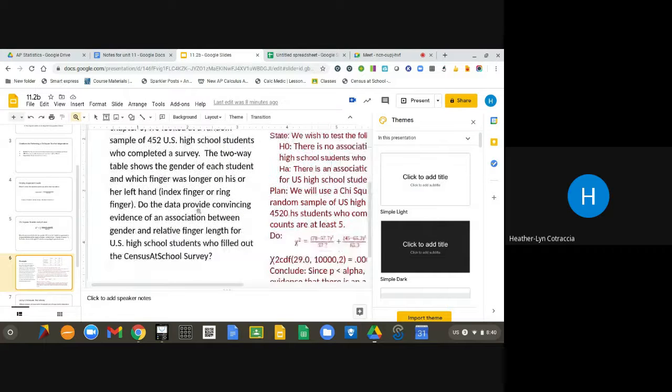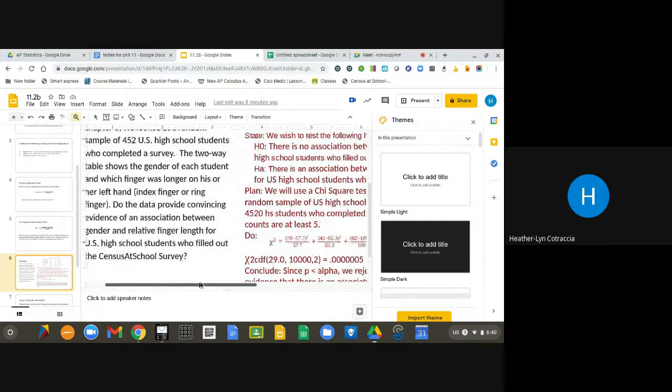The two-way table shows the gender of each student and whether the finger was longer on his or her left hand: the index finger, the ring finger, and then the data. So that's the sentence that says we should be doing a hypothesis test, to provide convincing evidence of an association between gender and relative finger length for the U.S. high school students who filled out the survey.